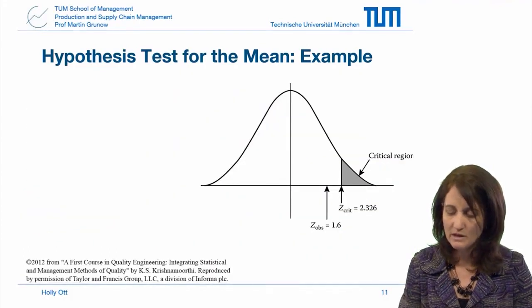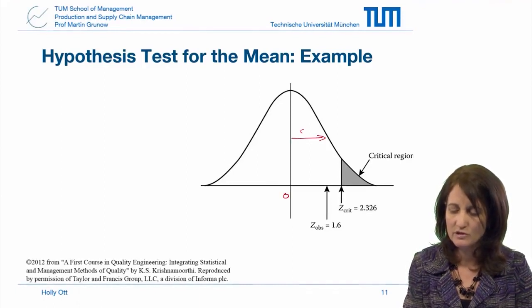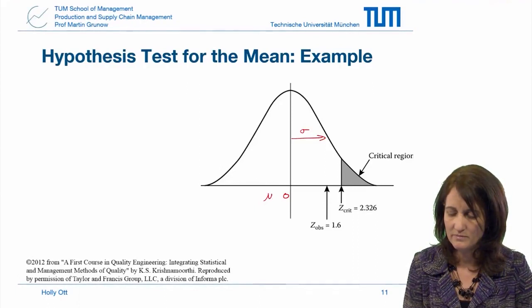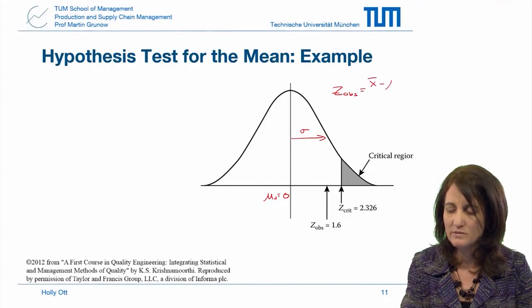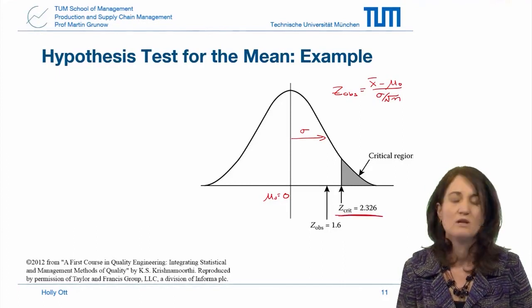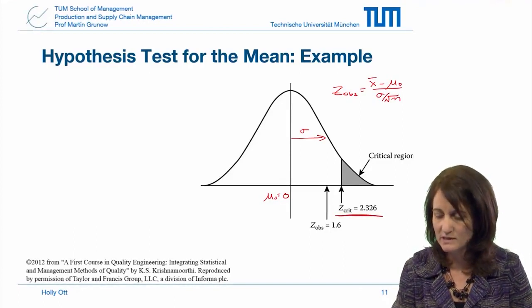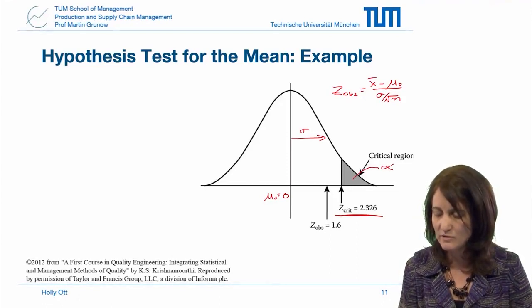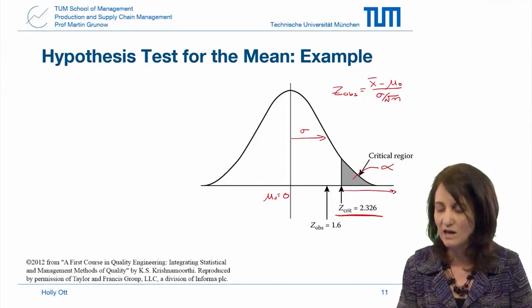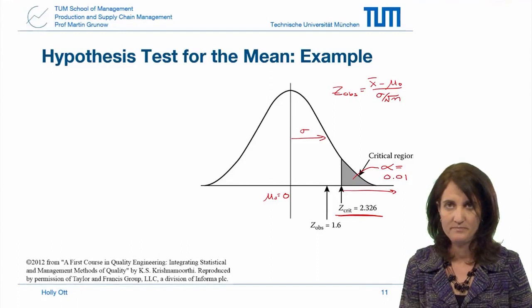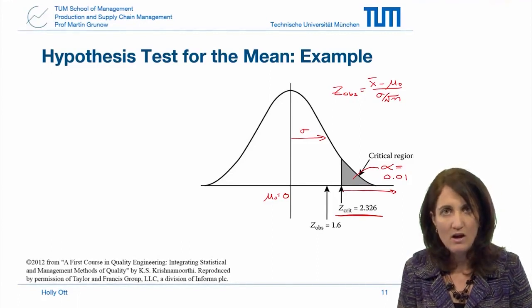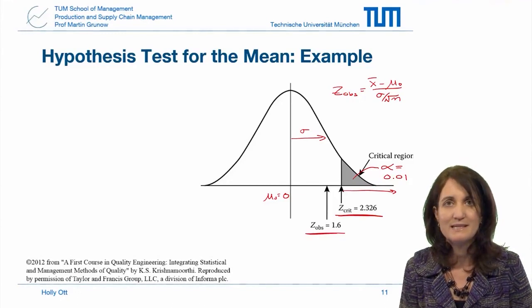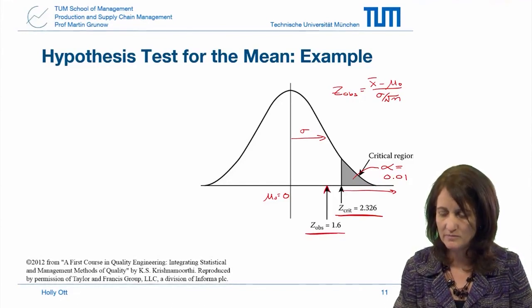Now we look at it in a graph again. So here was our distribution of Z observed equals x bar minus mu 0 over sigma over the square root of n. Z critical is 2.326, and what this means is that the probability of a Z value that's greater than Z critical is equal to alpha, which is equal to 0.01. Our Z obs, if you remember, was equal to 1.6, which we show here.